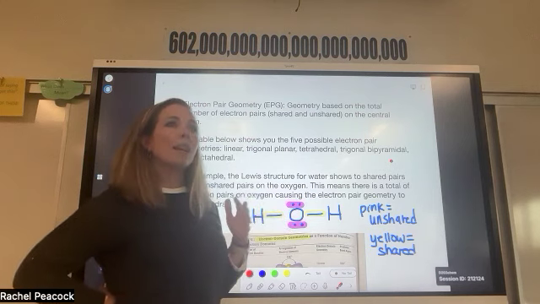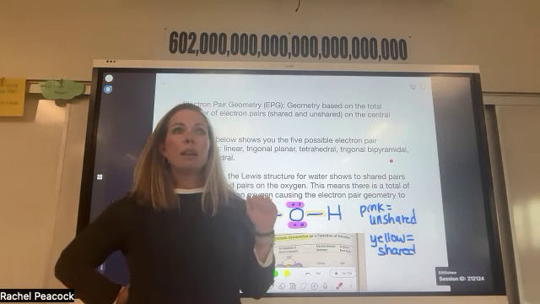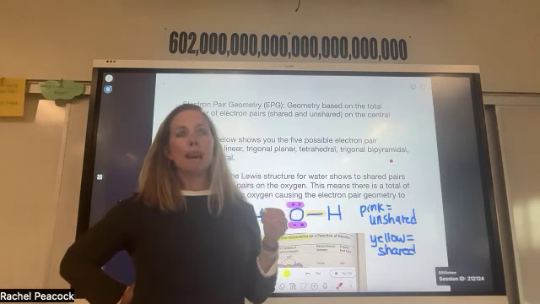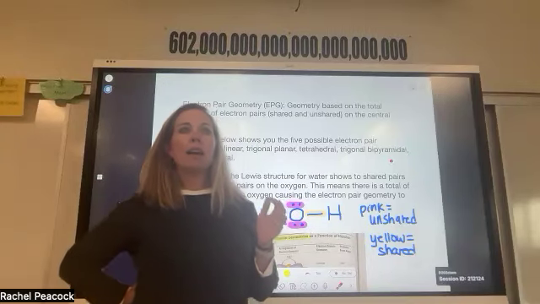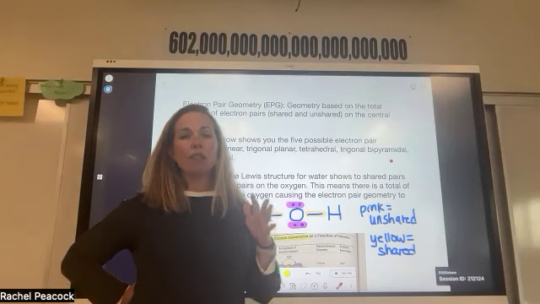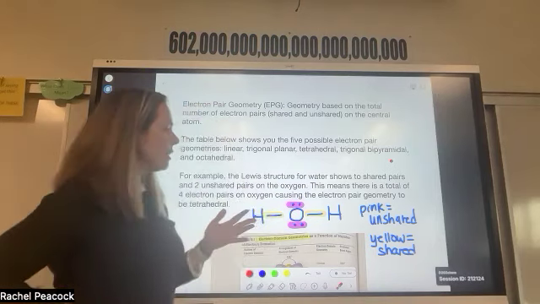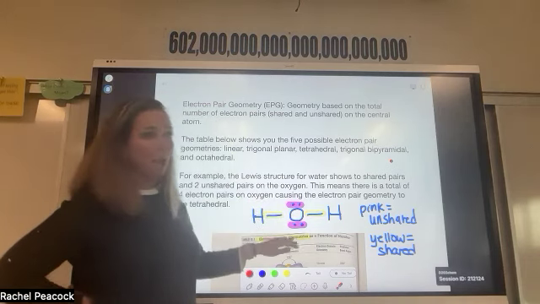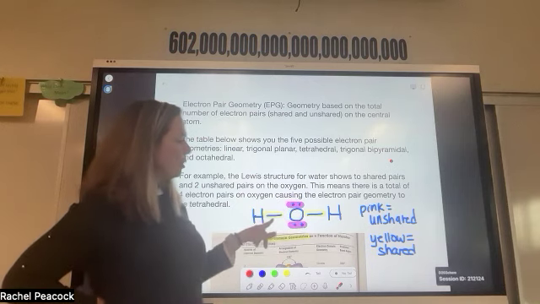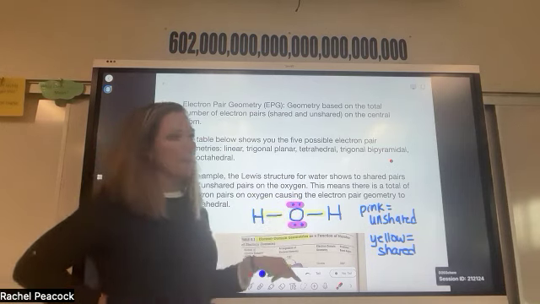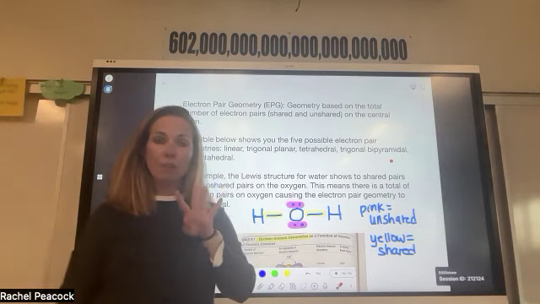But all right, so electron domain geometry looks at the total number of electron pairs or domains coming off the central atom. It doesn't matter if they're shared or unshared, you're just doing the overall count. So for example, skip down here to water, which I drew for you. If you look at water, it has two shared pairs and two unshared pairs. So we would consider that to be four electron domains.